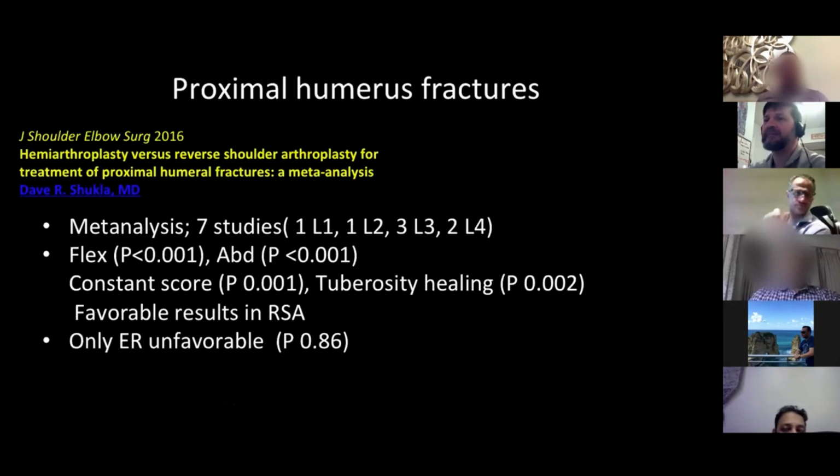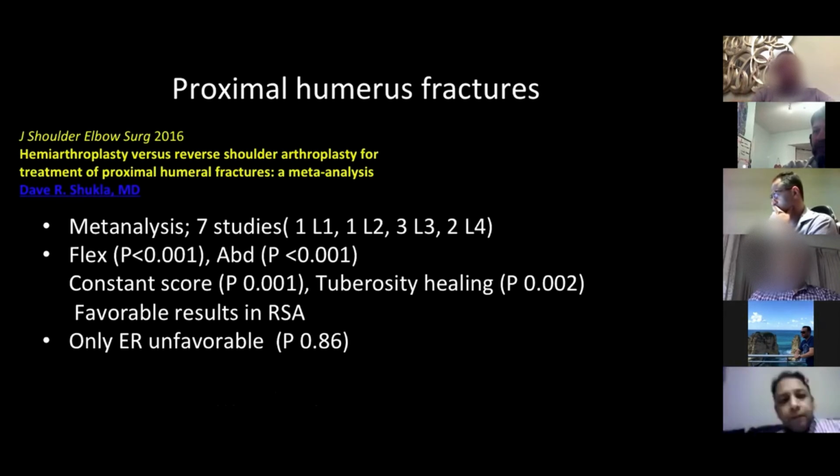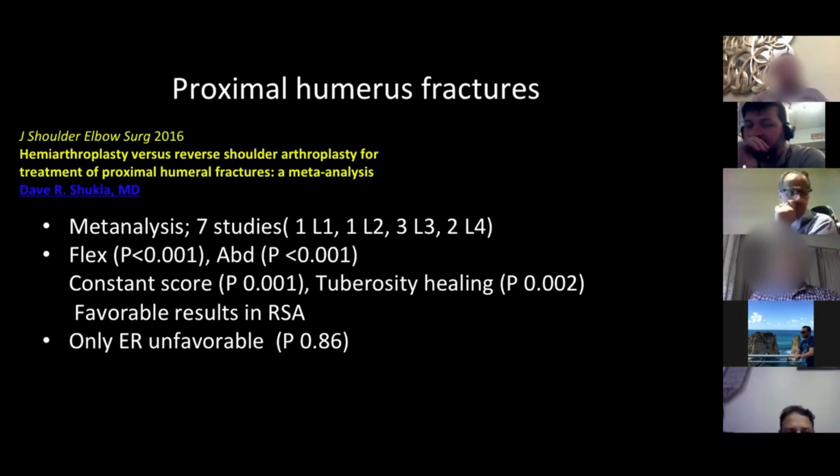In proximal humerus fracture, there is a meta-analysis published in 2016, a meta-analysis of 7 studies comparing hemiarthroplasty with reverse shoulder arthroplasty in proximal humeral fractures. The shoulder score, range of flexion and abduction, and tuberosity healing showed favorable results in favor of reverse shoulder arthroplasty. The only unfavorable result in reverse shoulder arthroplasty when compared to hemiarthroplasty was in range of external rotation.